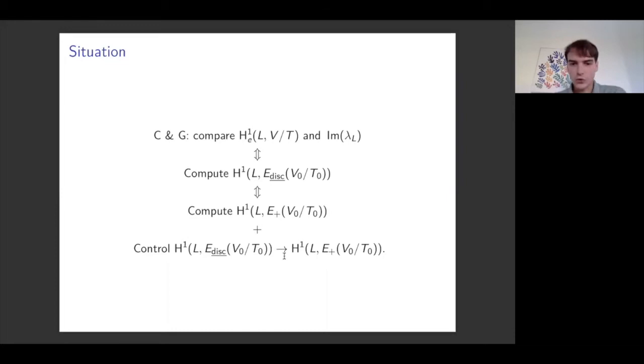So now I would like to really focus on this group with coefficients in E plus and explain how to use the curve to say something about it. Is that okay for everybody?